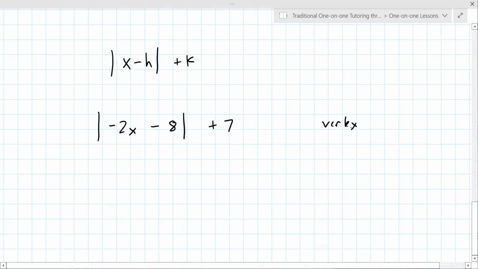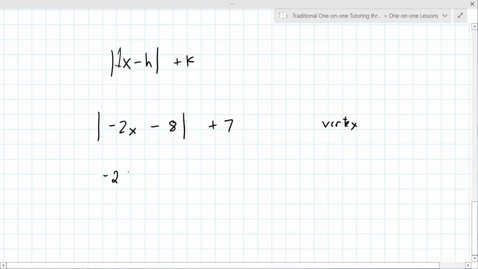I've mentioned this a few times. Okay, well, the formula is a times absolute value of x minus h, plus k. But what if I give you something like this, absolute value of minus 2x minus 8, plus 7? And I ask you for the vertex. So this is a more complicated thing, but this is something we do want to look at. So notice there's a 1 in front of the x in the formula up above. So how do you get a 1 in front of the x?